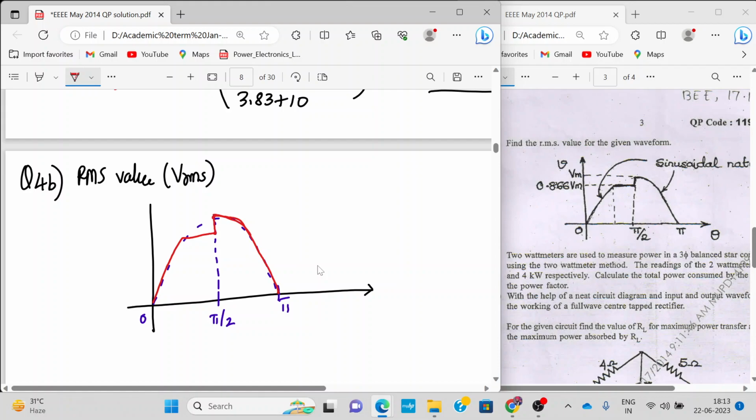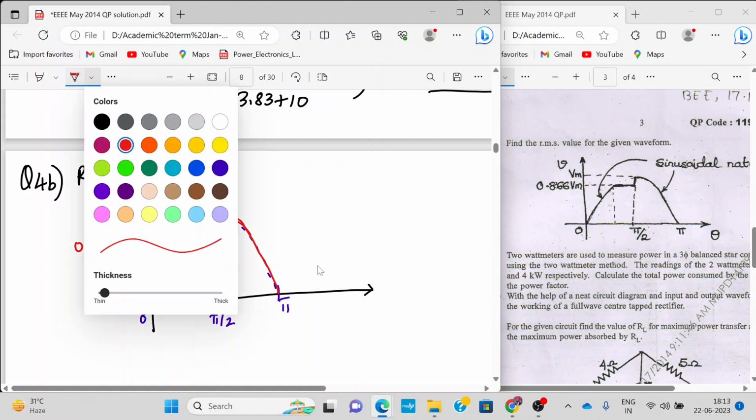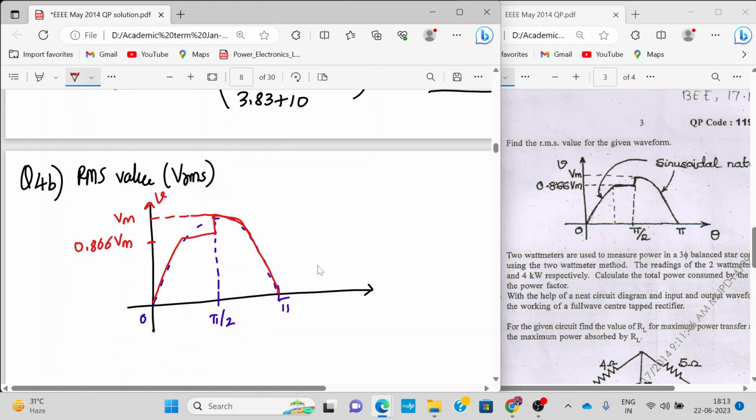Okay, this value is 0.866 Vm. This higher value is Vm. This is voltage. What it means is the waveform in general looks like this. This is following sinusoidal nature from 0 to over here, and from here to over here, pi by 2 to pi.